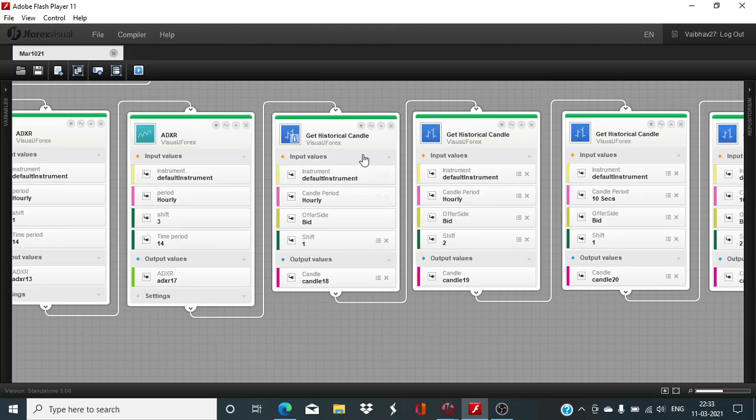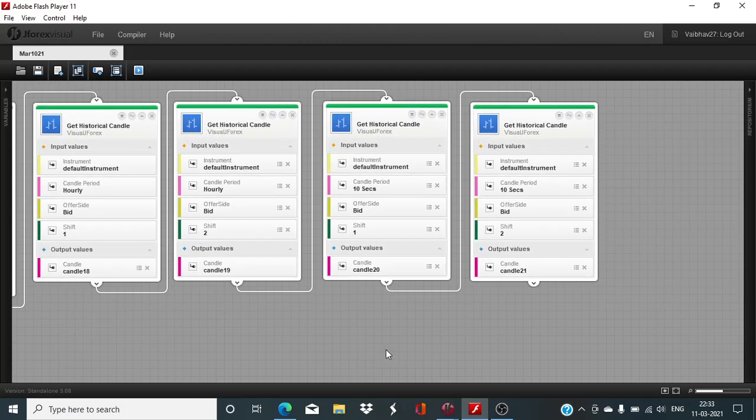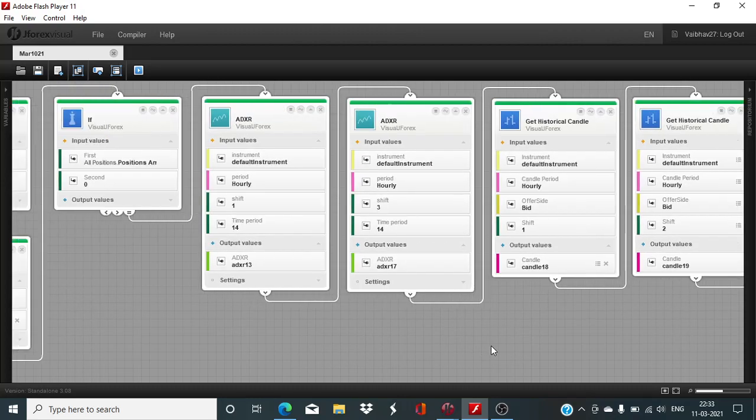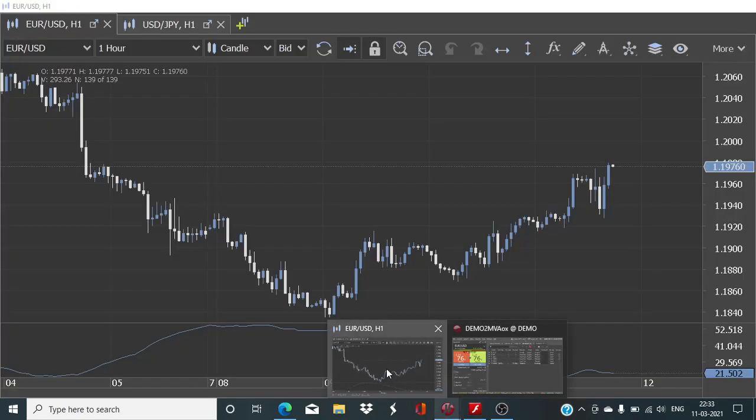Look at the price action. These many historical candles have been used of the hourly time frame, and to pinpoint the exact entry point, whenever the other conditions are fulfilled, we will be using these 10-second candles. Now, in this session, we will be getting started with the buy side logical requirements.